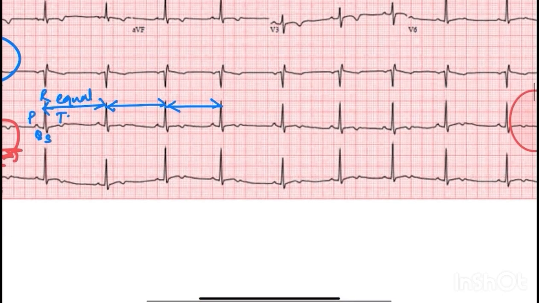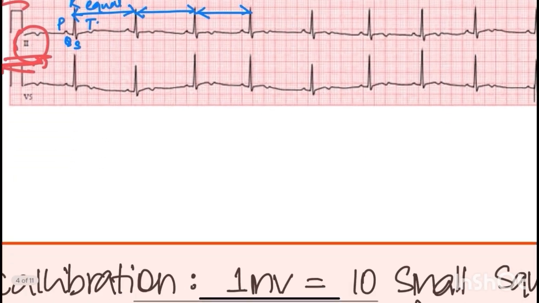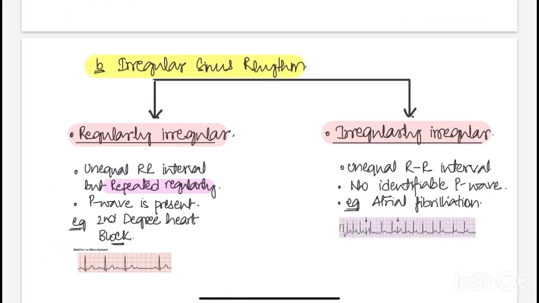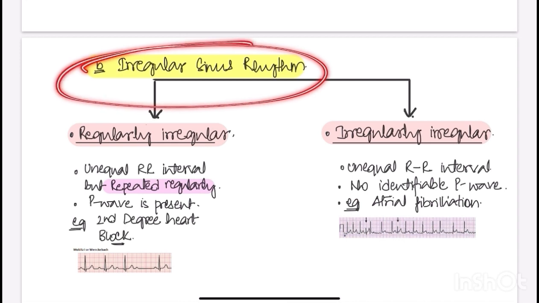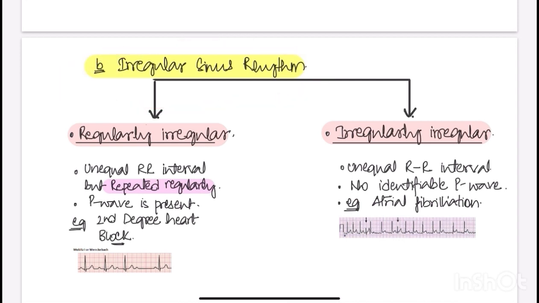So it is 1, 2, 3, 4, 5, 1, 2, 3, 4, 5. Alright. So how do we observe this irregular sinus rhythm? Irregular sinus rhythm can be of two types. First one is regularly irregular, or irregularly irregular.